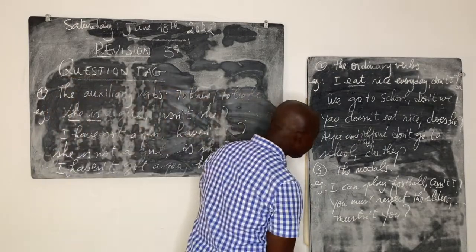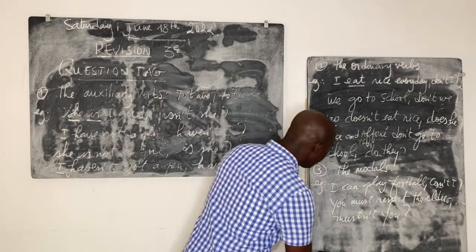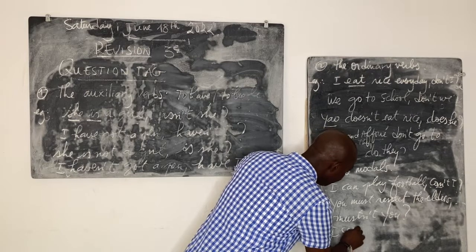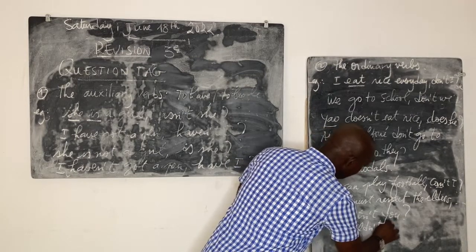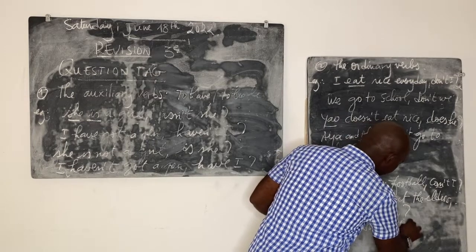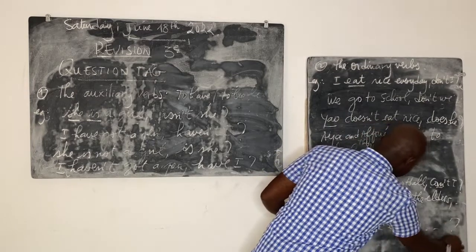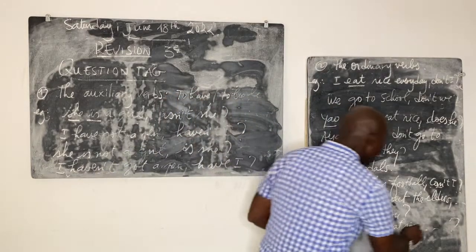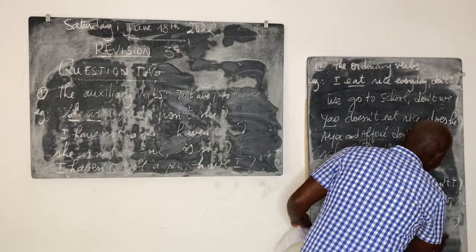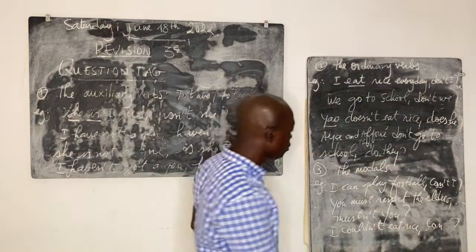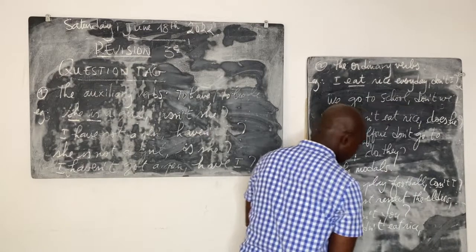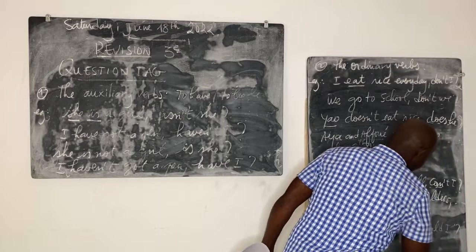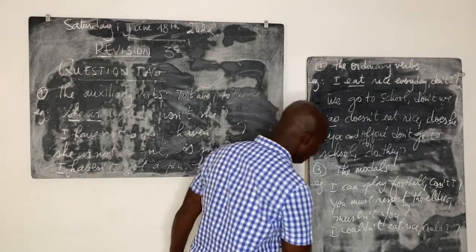And when the sentence is in a negative form, example, I couldn't eat rice. I couldn't eat rice. It's going to be could I? Okay, could I? Right?